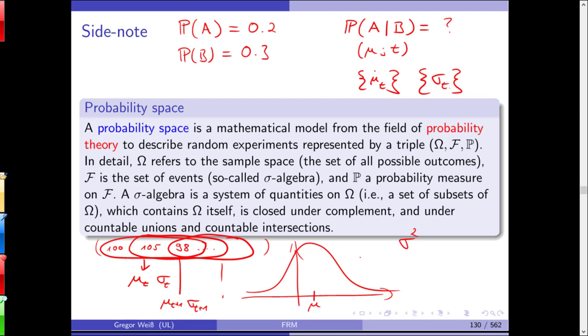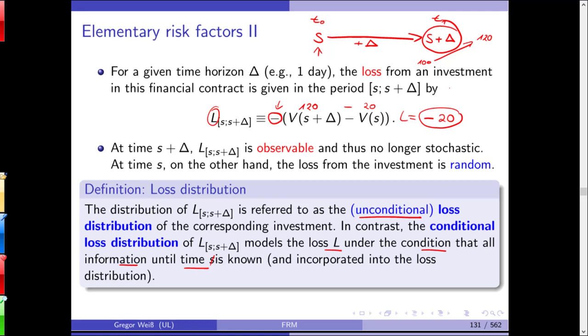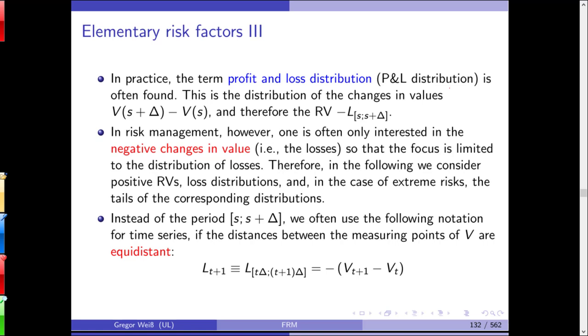Okay. And we can now differentiate and distinguish between a conditional and an unconditional loss distribution. In many cases, unconditional loss distribution will suffice. In some cases, especially with market risk, we need conditional models because prices change over time. Okay. Now in practice, you will hear loss distributions primarily in actuarial science, in insurance mathematics, because insurance companies only face losses or zero. You can crash your car or you don't.